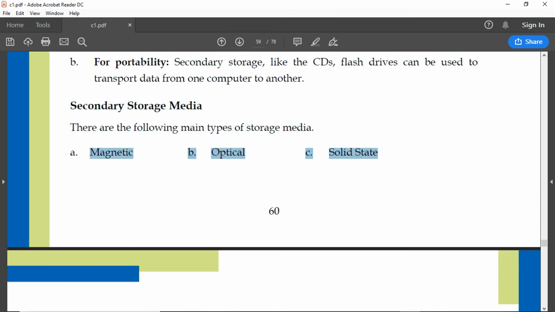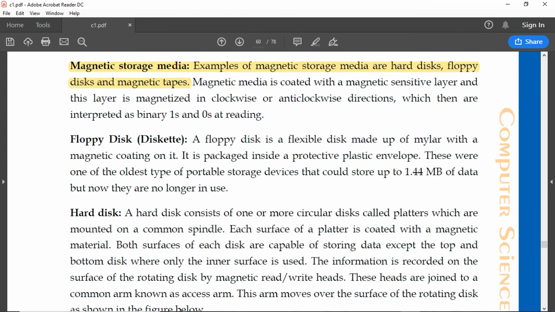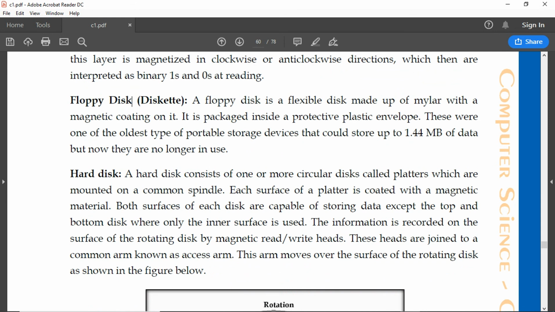Secondary storage media. There are the following main types of storage media. A. Magnetic. B. Optical. C. Solid state. Magnetic storage media. Examples of magnetic storage media are hard disks, floppy disks and magnetic tapes. Magnetic media is coated with a magnetic sensitive layer and this layer is magnetized in clockwise or anti-clockwise directions, which then are interpreted as binary ones and zeros at reading.